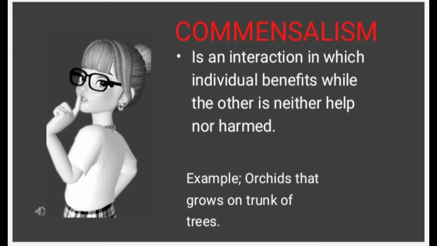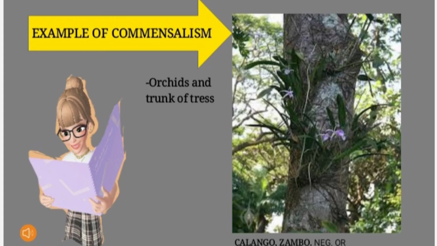The last type of interaction is called commensalism. In this type of interaction, one individual benefits while the other is neither helped nor harmed. An example is orchids that grow on the trunk of trees. This picture shows the last type of interaction, which is called commensalism. So in this type of interaction, one organism benefits from the relationship while the other is not affected. As we can see, orchids get benefit from the trunk of trees, while trees don't get any benefits from the relationship.